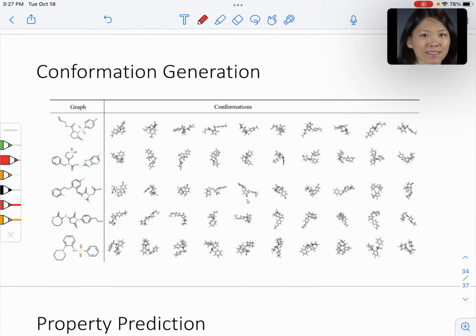And here are the generation visualizations for their method. We can see that for each of these rows, we have an input graph, and the right-hand side is the set of valid or reasonable conformations that it can generate based on the input graph.